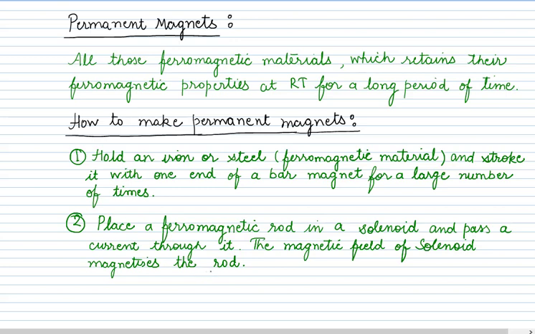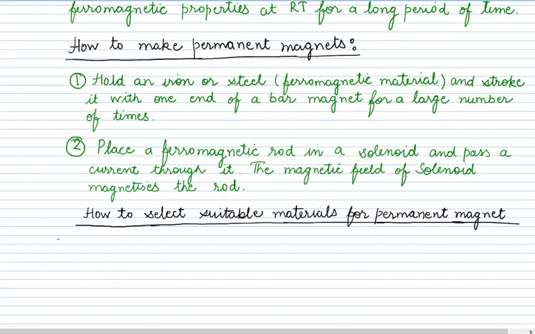Now, what qualities should a permanent magnet have? That means we have to choose which kind of material will behave as a good permanent magnet. Let us find out the properties. To select suitable materials for a permanent magnet, we have to focus on three quantities. First is the permeability mu. Then two other quantities are retentivity and coercivity.